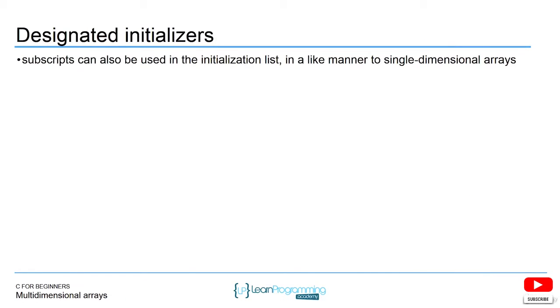You can also do designated initializers. Remember, this is the C99 concept. That's optional in C11, where you can specify specific indices to be initialized. So you can use subscripts in the initialization list, just like in a single dimensional array. If you want to do a designated initializer, you would just do something like this.